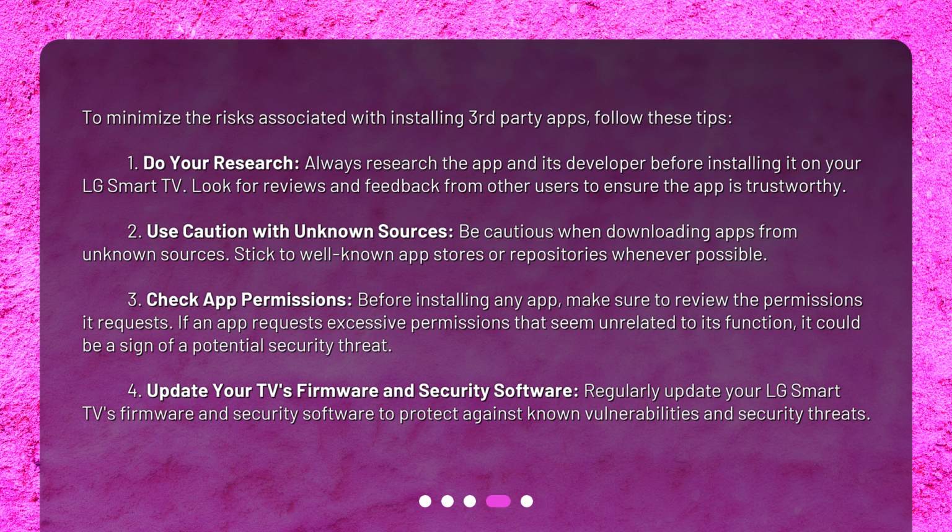3. Check app permissions. Before installing any app, make sure to review the permissions it requests. If an app requests excessive permissions that seem unrelated to its function, it could be a sign of a potential security threat. 4. Update your TV's firmware and security software. Regularly update your LG Smart TV's firmware and security software to protect against known vulnerabilities and security threats.